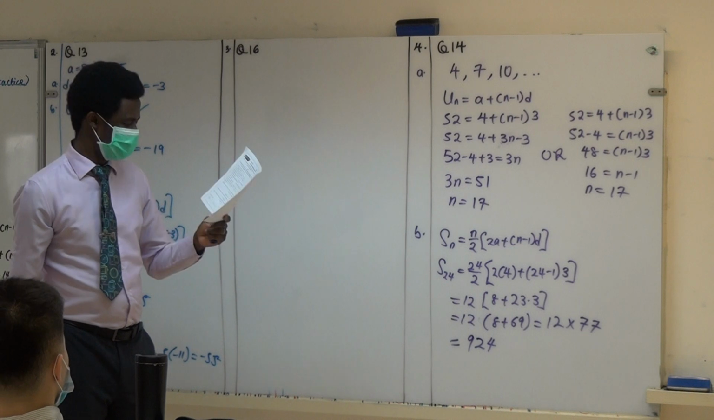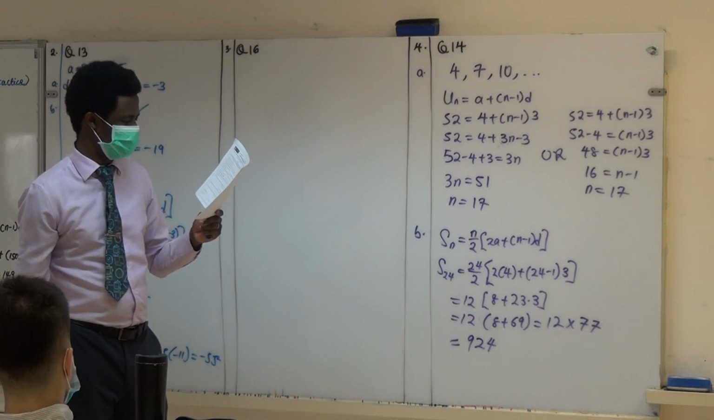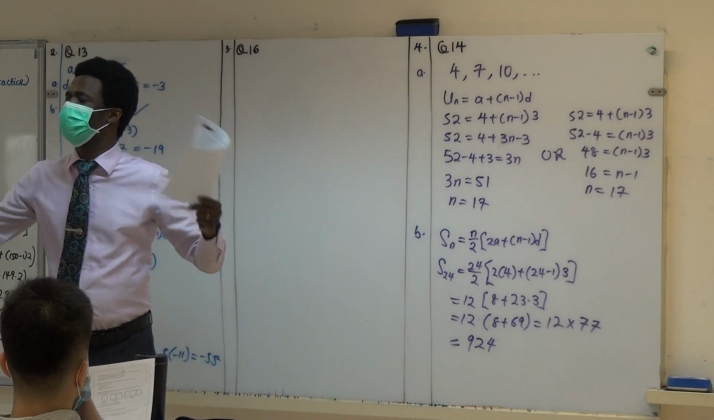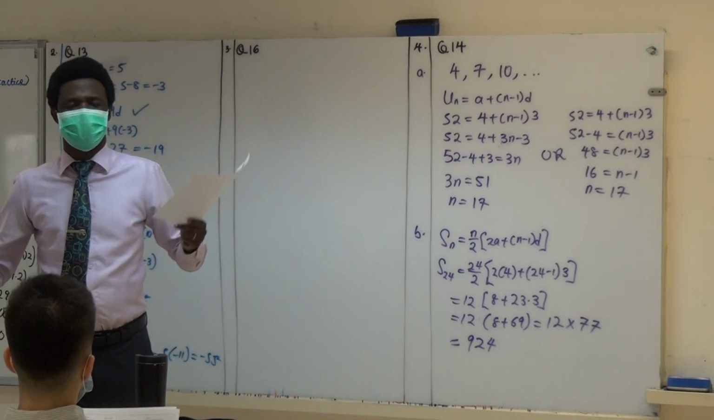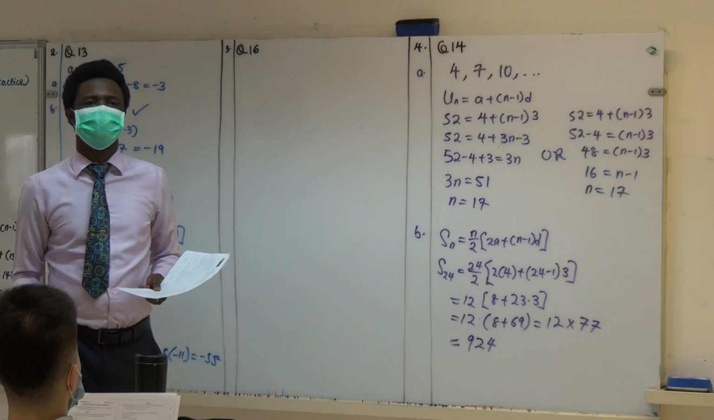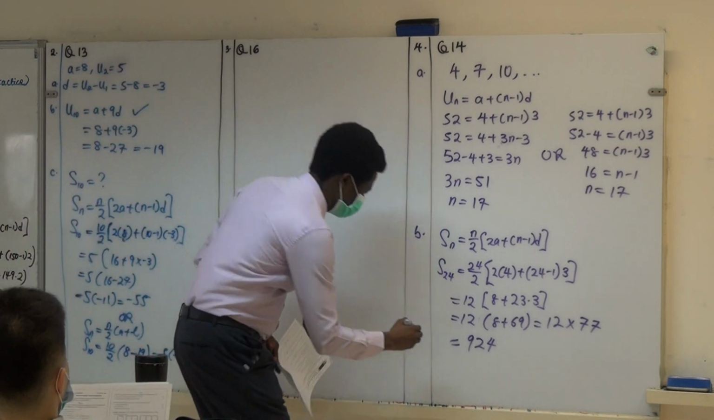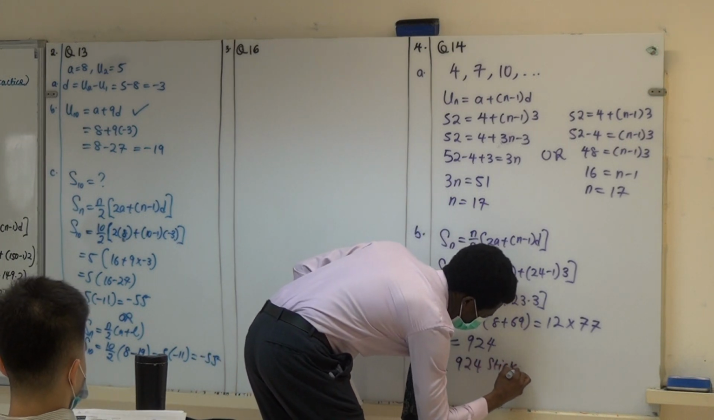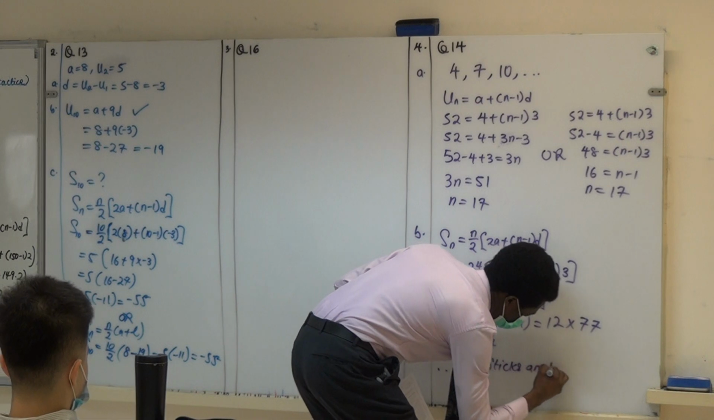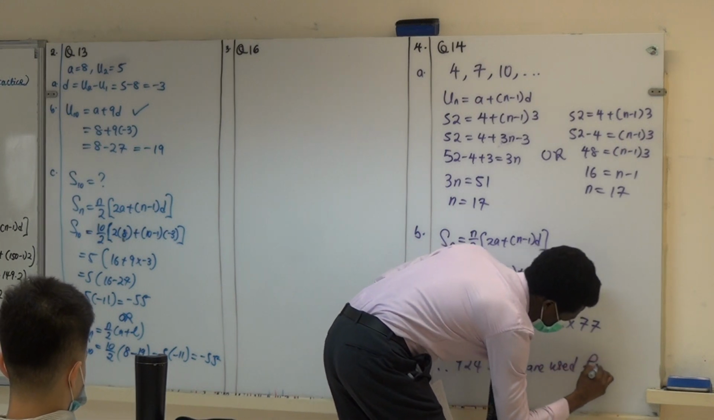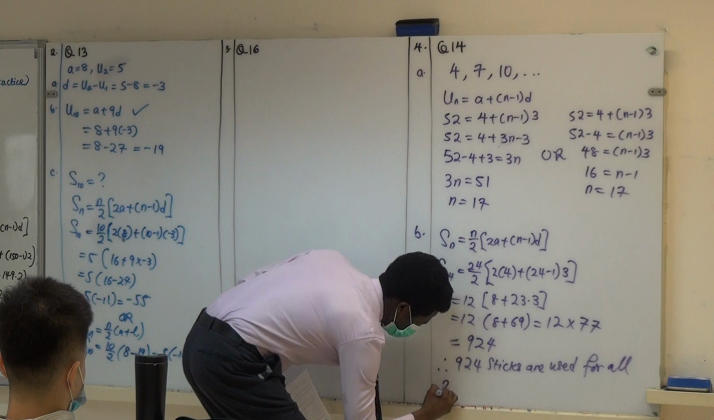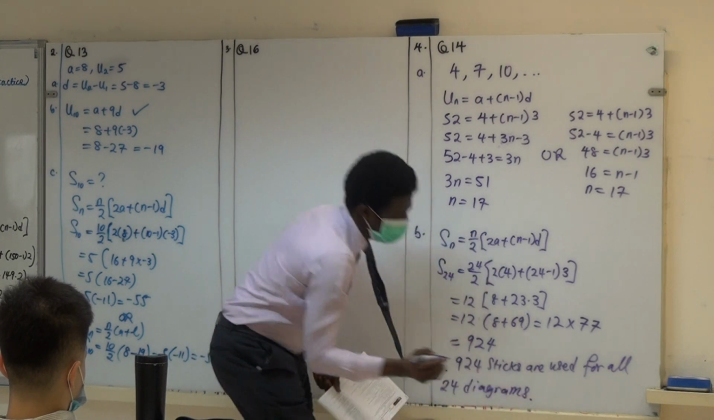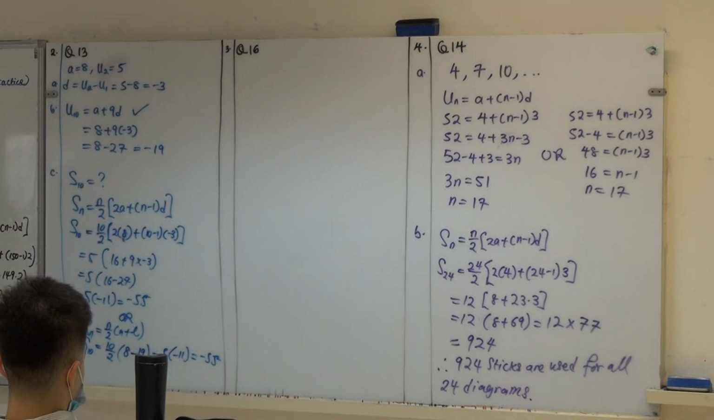Confirm? Yes. So it says find the total number of sticks used for all 24 diagrams. Therefore 924 sticks will be used for all 24 diagrams. That's all. Confused? No. Very simple.